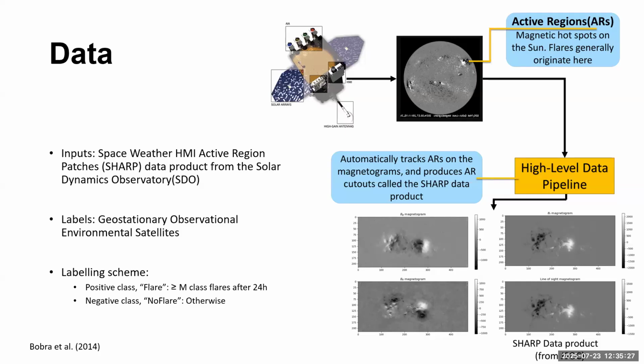Also, I do binary classification. So I tell whether there'll be a flare or not. My two classes are defined as follows. I have the positive or the flare class, which contains samples where there will be a flare greater than or equal to M class in magnitude after 24 hours, and anything otherwise falls in the negative class.